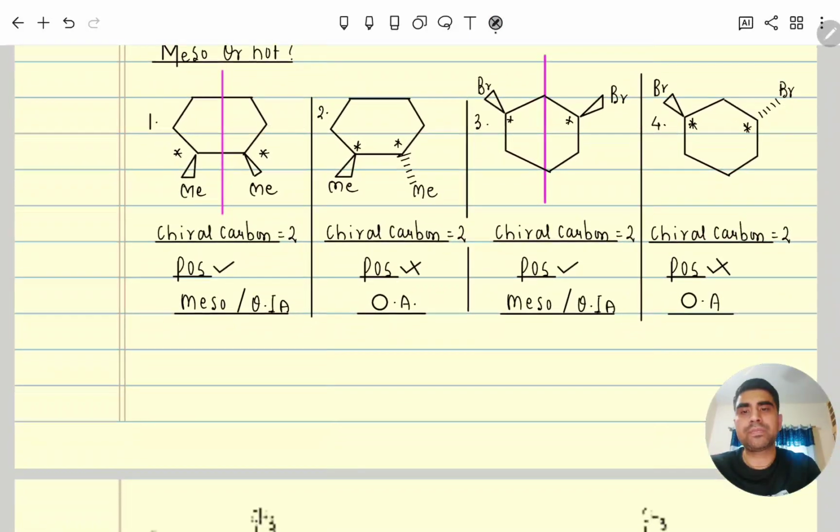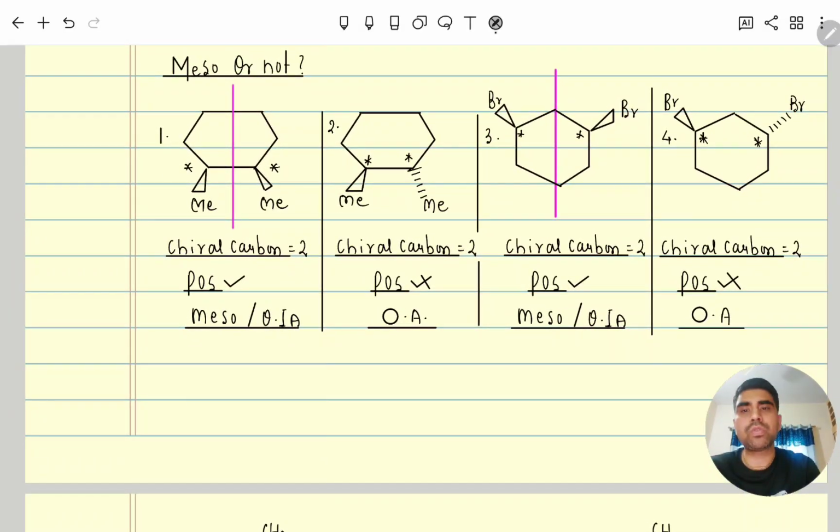So here, which of the compounds is meso or not? Here there are 2 chiral centers and it is an even ring, so we will check for a plane of symmetry. If it is there, then it will be optically inactive. If it is not there, then we will go for the center of symmetry. Here the plane of symmetry is there. So even though it has 2 chiral centers, the overall molecule is achiral or optically inactive. So this is a meso compound.